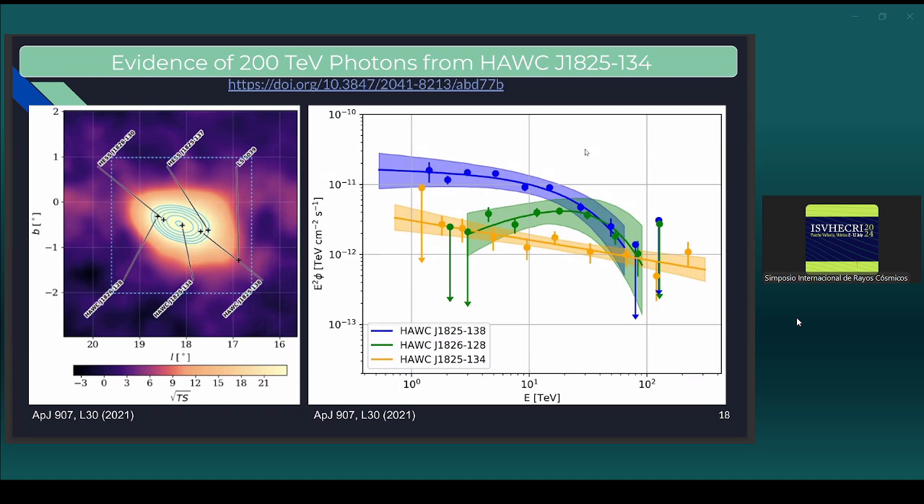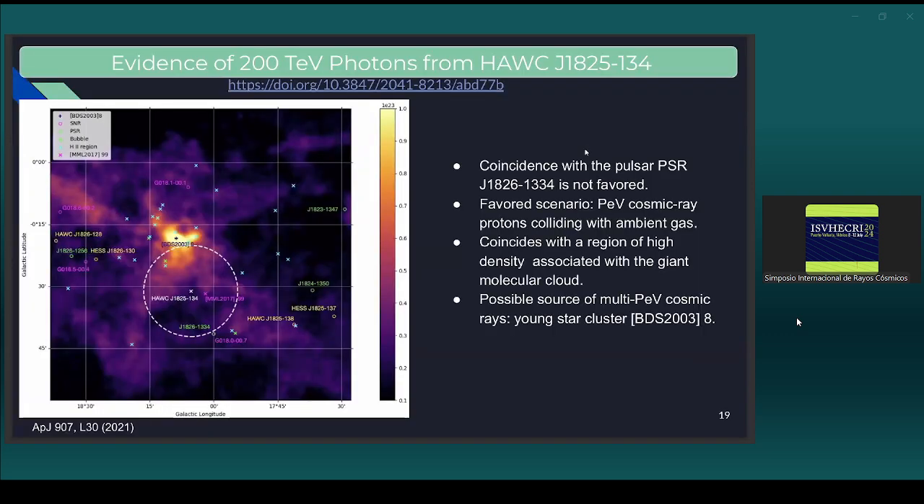J1825-134. And also, as you can see, most of the sources that we have at high energies are in richly populated zones. So here we have three sources that have been detected, but one of these sources extends its spectrum up to 100s of TeVs. So from this, we check in this region what else is around.